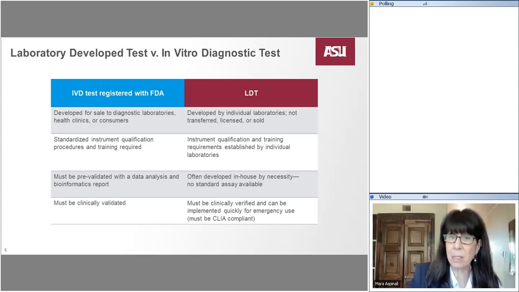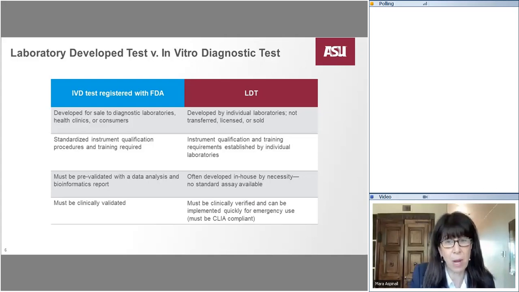Here, the instruments need to be qualified as well, and training requirements must be established by the individual laboratory. Clearly, all the time you're going to have sophisticated people that are trained, but as part of the requirements for an LDT, you need to actually establish your training requirements as a piece of it. Here, by definition, they're developed in-house, and they don't need to have a standard assay to compare it to, whereas with IVDs, when we get into regulation, you need to do that. And then lastly, they must be clinically verified. I use verified as opposed to validated because it's a slightly different process.